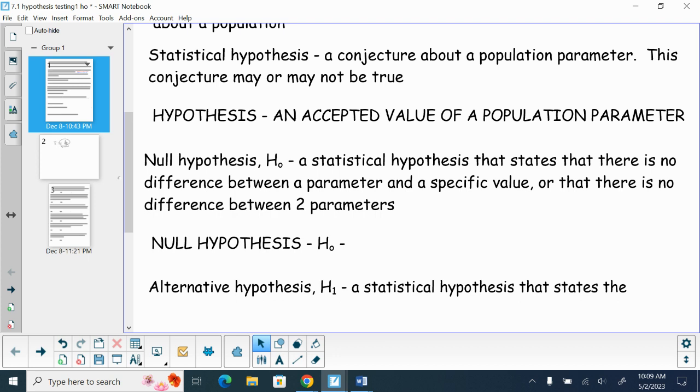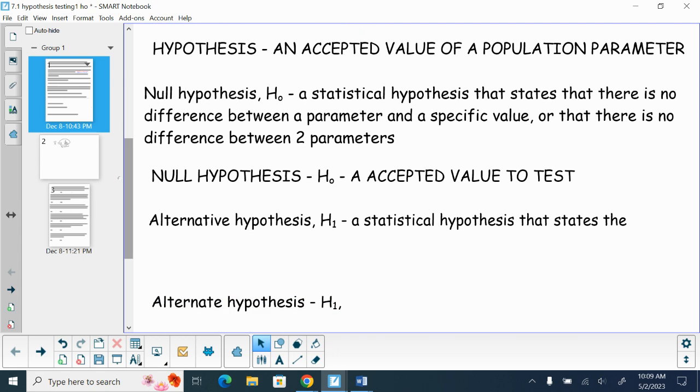The null hypothesis is basically an accepted value that we want to test. We want to test an accepted value, 9.81 meters per second squared. We want to test that.